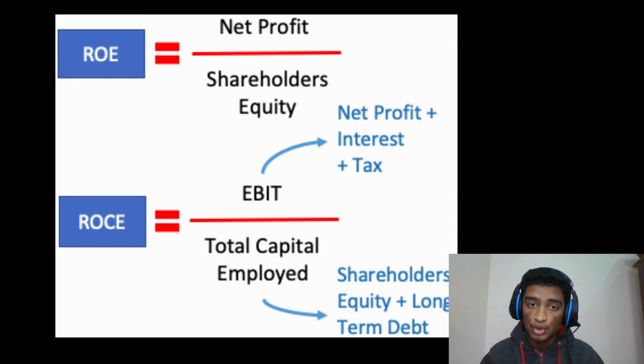Don't get confused. Both of these terms are simply used to measure the profitability of the company. In the first case, we take net profit in relation with the shareholders' equity. In the second case, we take the earnings before interest and taxes in relation to the total capital employed by the company. That's it from this video. I hope you understood the difference between the two.